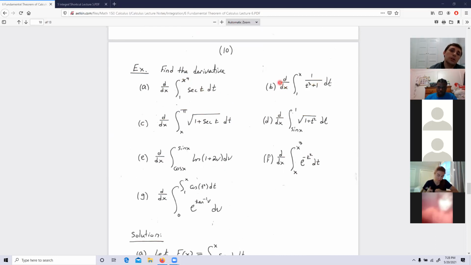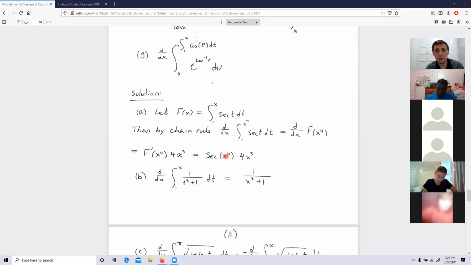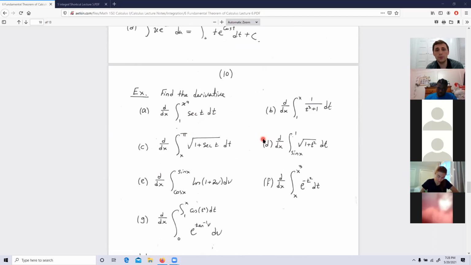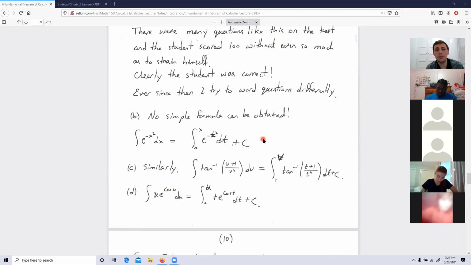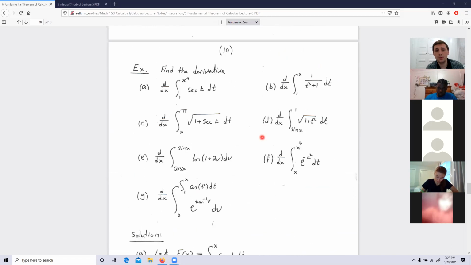Could you please calculate B? I hope you understood, guys. It's just secant x to the 4 times 4x cubed. Could you now tell me what's the answer to B?